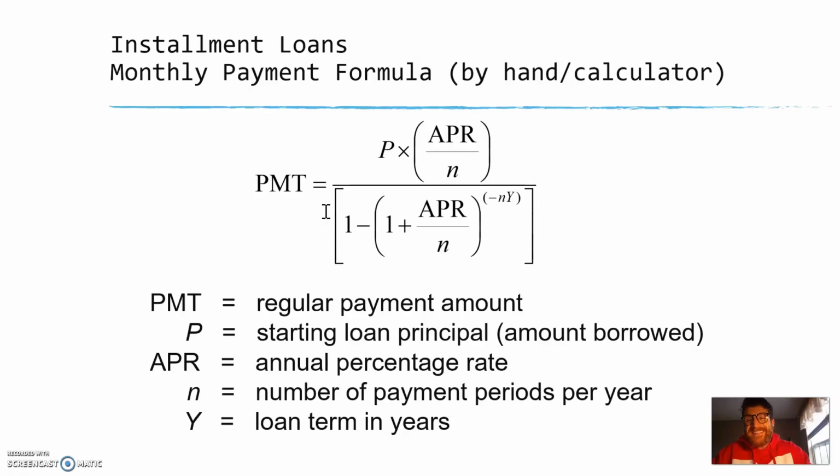So this is the formula for the monthly payment for an installment loan. PMT means monthly payment, how much you pay every month. Now you can see APR is a fancy way of saying interest rate. It means annual percentage rate, right? P is principal. N is however many times you pay it per year, essentially. So like if it's monthly, it's 12. Y is years or length of the loan.